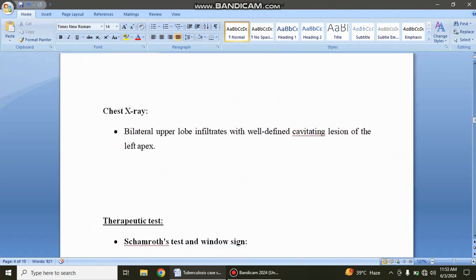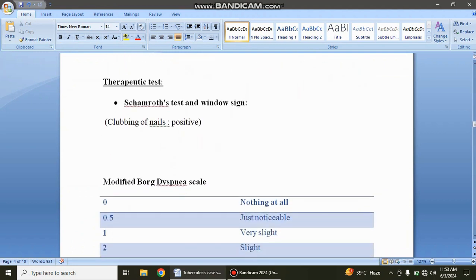Radiological investigations typically include chest x-ray, and most commonly it tells everything and diagnoses whether the patient has TB or not. Bilateral upper lobe infiltrates with well-defined cavitating lesion of the left apex. Therapeutic test: Shamroth test and window sign, that is clubbing of nails, positive.